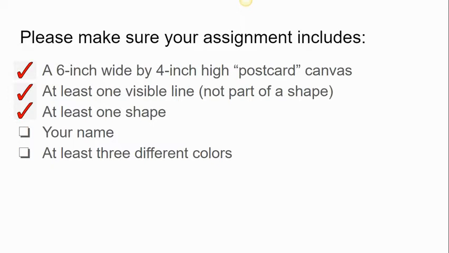At least one shape. Your name. Really, I want some text, and having your name just makes it easier for me to identify the file. And at least 3 different colors. Once you have these done, your assignment is done and ready to submit.